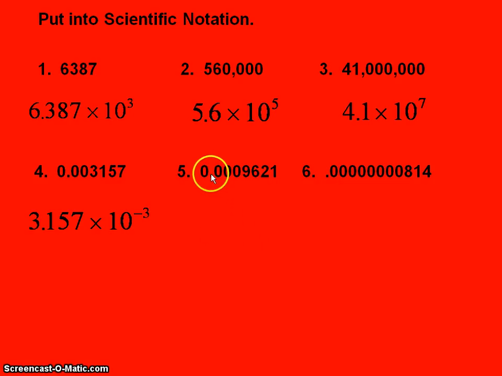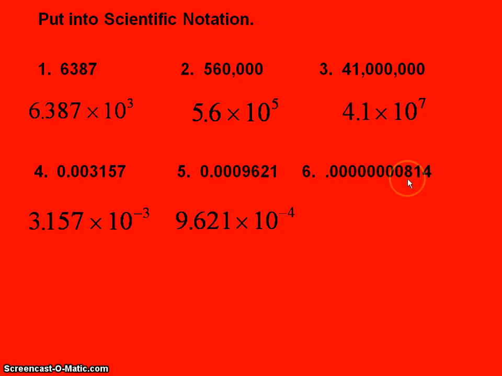For number 5, you're swinging the decimal 1, 2, 3, 4 places to the right. You want to get that decimal in between the 9 and the 6 because 9.621 is in between 1 and 10. Remember, that's always your ultimate goal for that first number. It has to be in between 1 and 10. It can't be 10, but it has to be in between 1 and 10. So in scientific notation, you'd have 9.621 times 10 to the negative 4th power because you moved the decimal 4 places to the right.